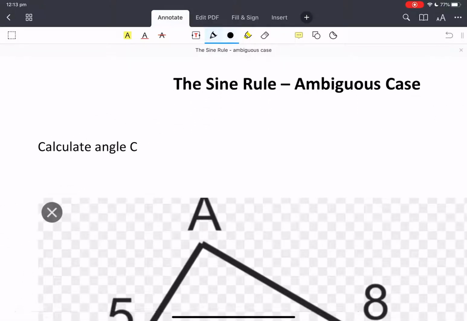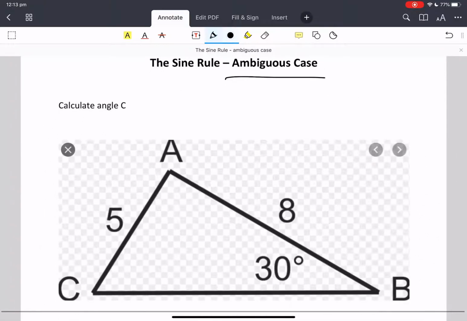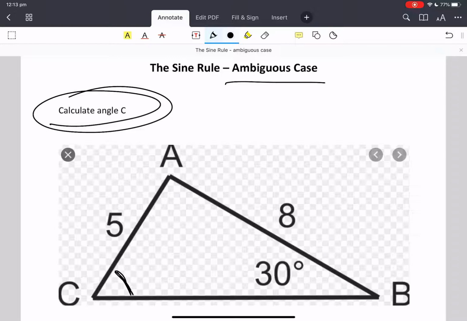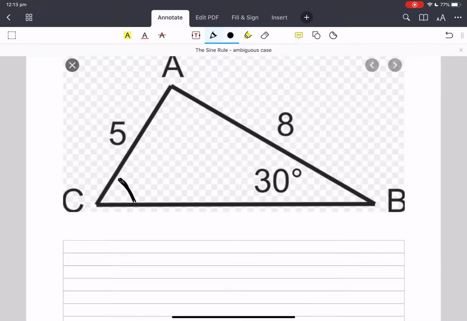Okay, the ambiguous case. Let's just get into it, I guess. We've got to calculate the angle C, which is right there.